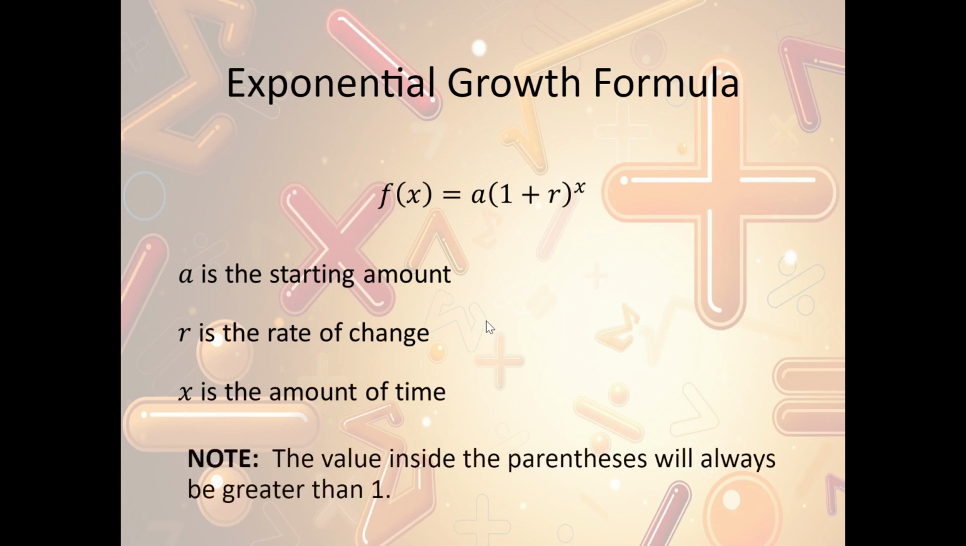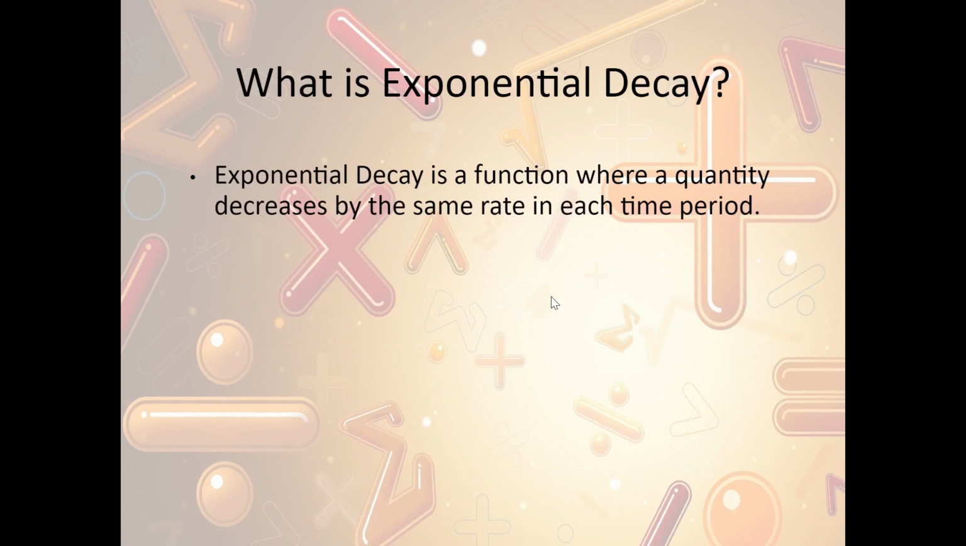Now notice the value inside the parentheses will always be greater than 1 with exponential growth because I'm adding 1 plus some number. It doesn't matter what number that is, it won't be negative. So we know it'll always be greater than 1. So let's look at exponential decay now.